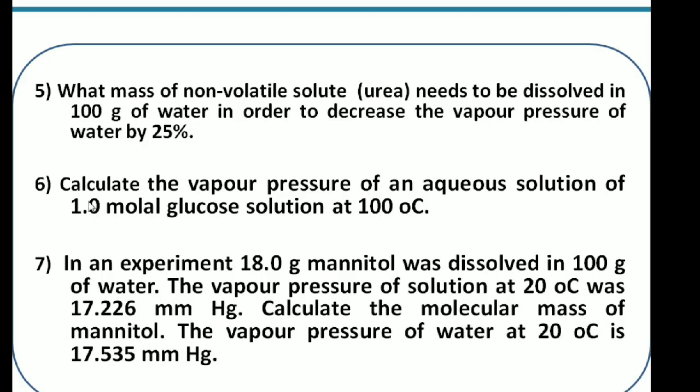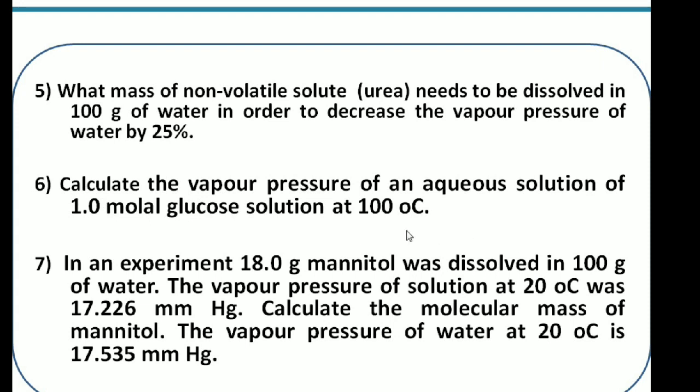Students, the next problem on the lowering of vapor pressure concept is: calculate the vapor pressure of an aqueous solution of 1 molar glucose solution at 100 degrees centigrade. So students, in this problem the solvent is water because it is an aqueous solution, and the molality of the glucose solution is given as 1 molar. So glucose is the solute.